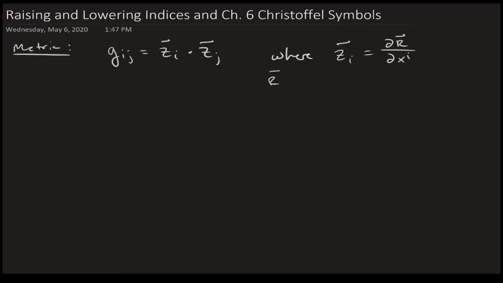Right, r in Cartesian representation was xi plus yj plus zk. So that's what it would be in Cartesian coordinates, and we talked about this quite a bit. So this metric tensor is the dot product of those covariant basis vectors. These are the covariant basis vectors, and we talked about that already as well in depth.